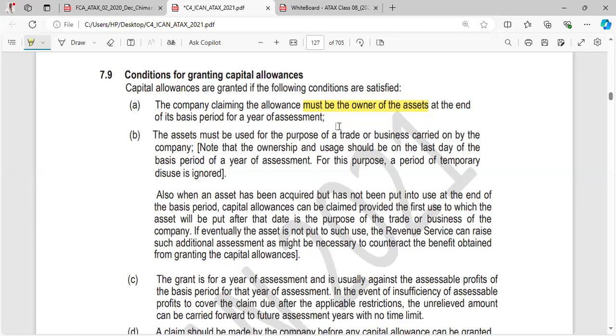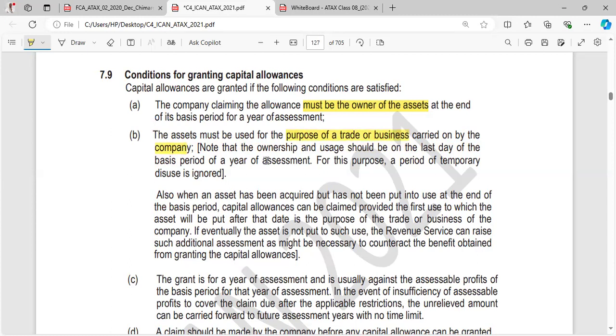The legal form is you are not the owner yet, it's not in your name. That is the only time that you can claim capital allowance when you're doing financial lease. But apart from that, you must be the owner of the asset. The second one here is that the asset must be used for the purpose of trade or business carried on by the company.